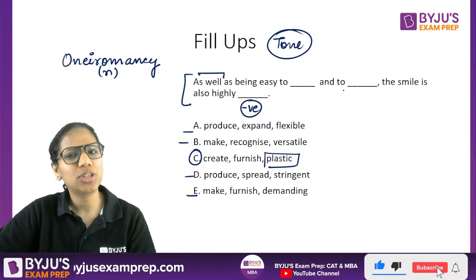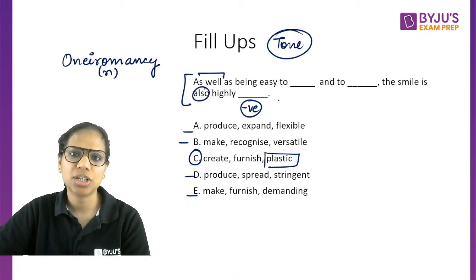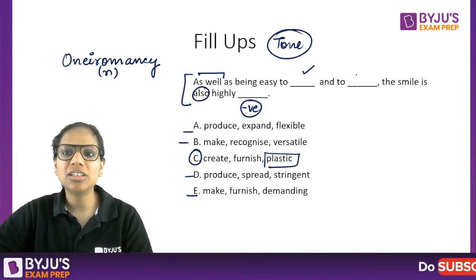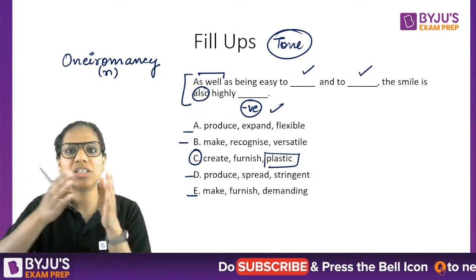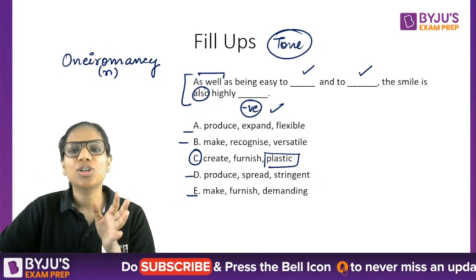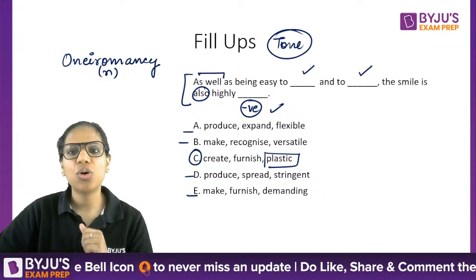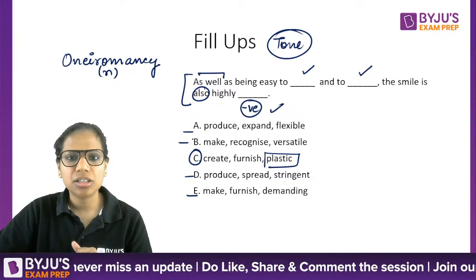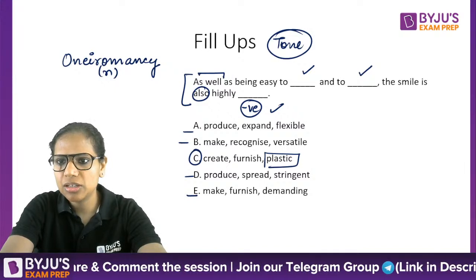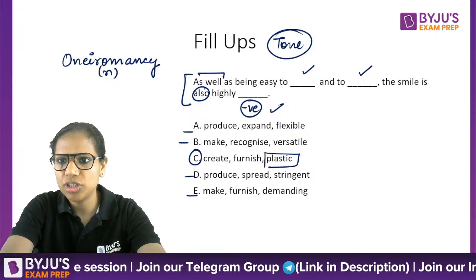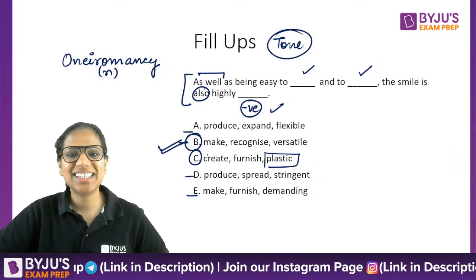as well as being easy to dash and to dash. The smile is also highly dash. So we are probably giving some positive words all throughout, because as well as also, that means I'm talking in the same tone about similar points, right? They are not contradictory points. Okay. So then what was the answer that was the most popular? I think B. B was the most popular, followed by D. Very good. B is the answer here, right?